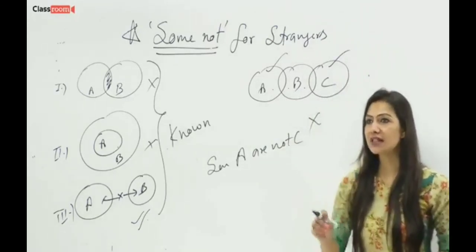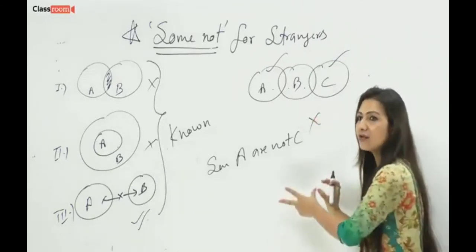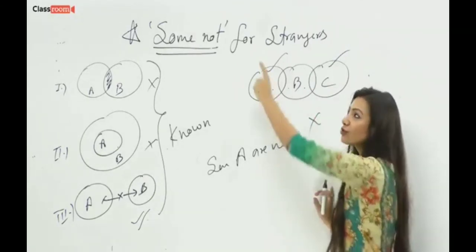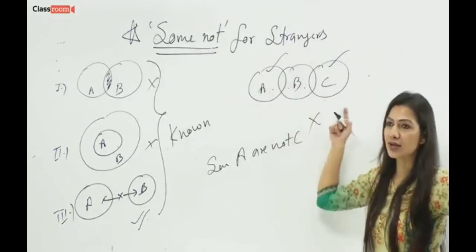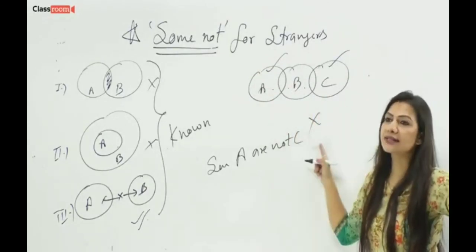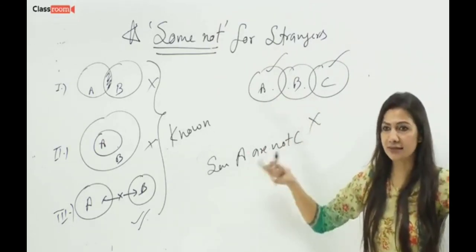You agree with this point or not? Say yes or no. If you agree with this, then I will add the next thing, which you actually have to learn for this part. Here A and C are strangers, but "some A are not C" will be wrong, because we do not have anything given for A and C. You agree with this? Okay.